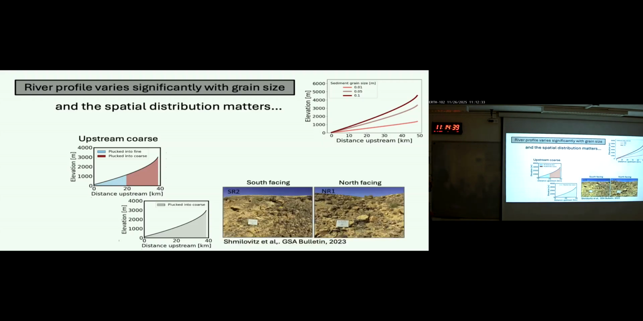I want to emphasize that differences in grain size do not always reflect lithology. This is an example from the Negev, where microclimate properties lead to different grain size distributions. So this does not necessarily represent lithology, it can represent differential weathering, for example.